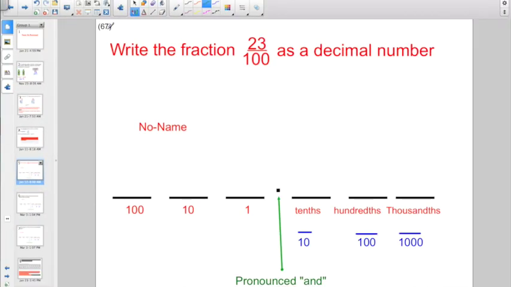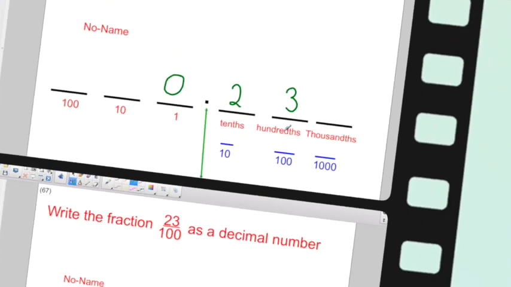One coming at us from lesson 67: write 23 hundredths as a decimal number. Well, same thing. I always want to start a decimal number, even if it doesn't have anything for a whole number, with a 0. 23 hundredths would be 2 in the tenths place, 3 in the hundredths place. 23 hundredths, because the decimal places go tenths, hundredths, thousandths, right?